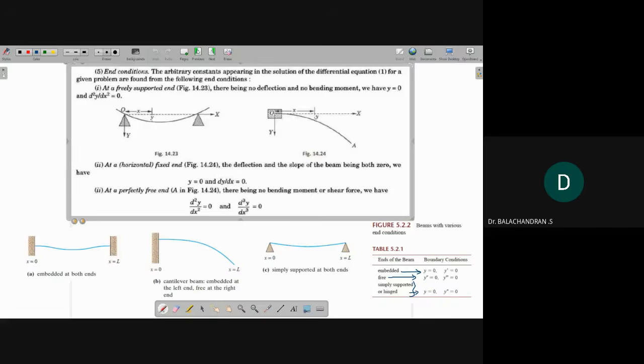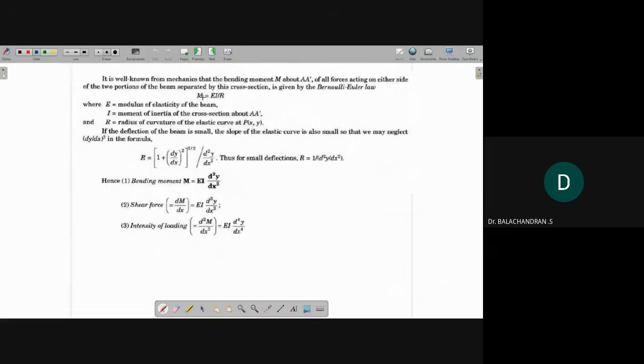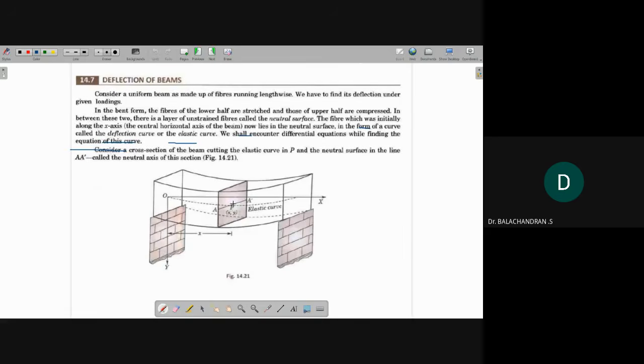I have said at the beginning, M equal to EI by R. E is the modulus of elasticity of the beam. I is the moment of inertia of the cross section about AA dash. So this is the line AA dash.